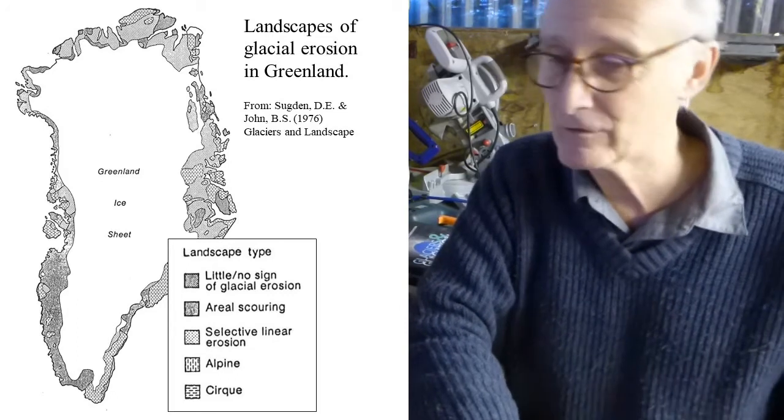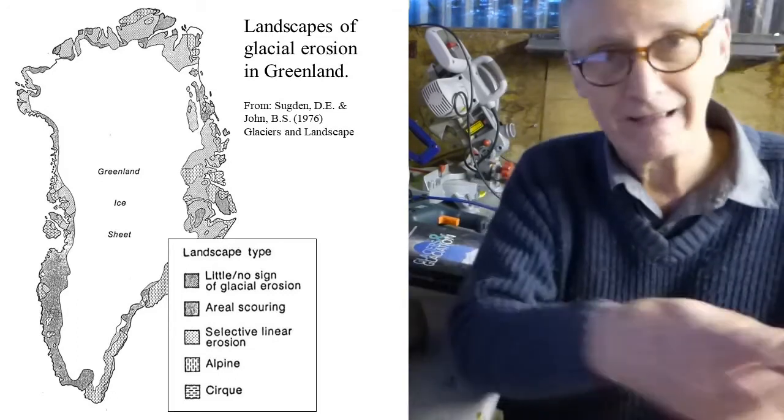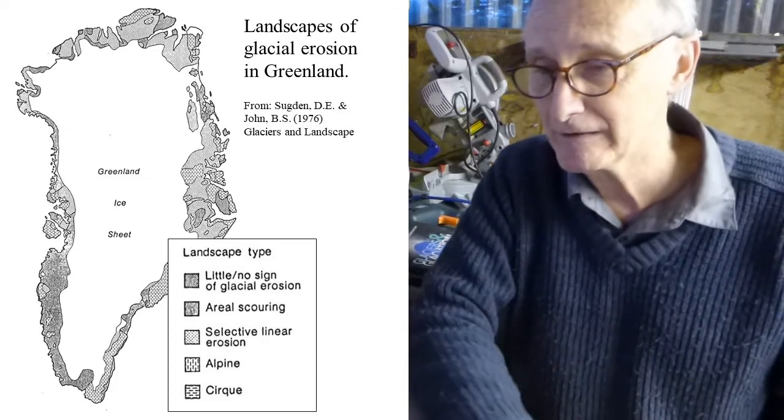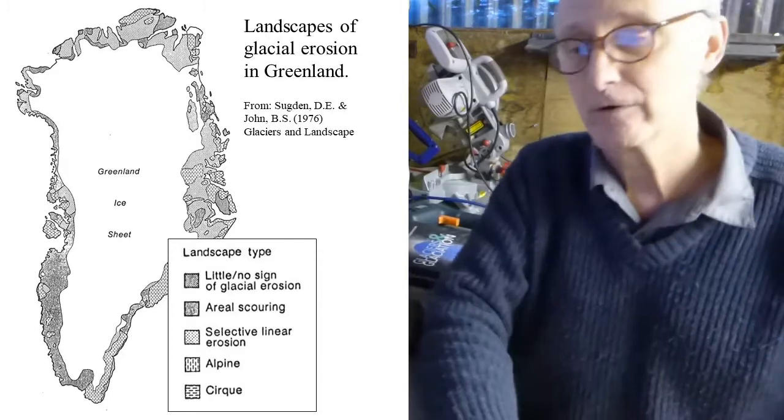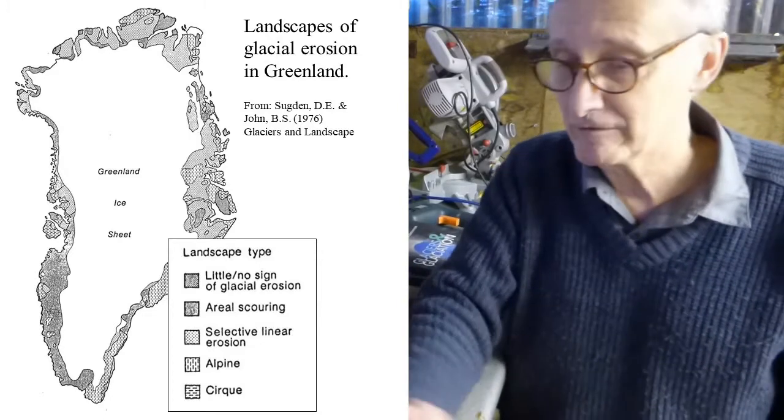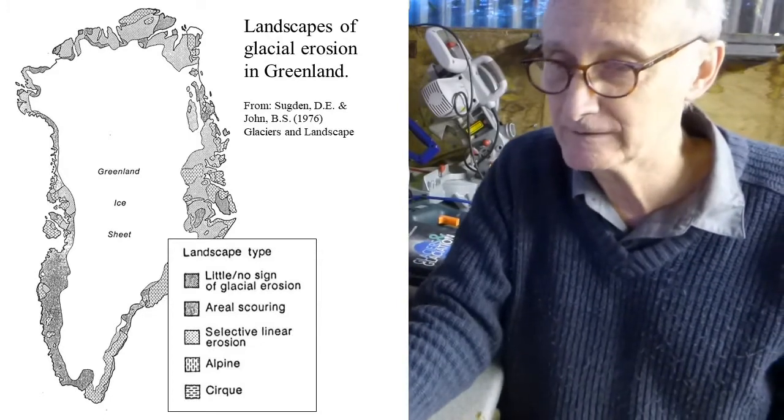And then, as we saw in the previous photos, alpine landscapes, valley glaciers finding their way through the mountains, and cirque landscapes where there are just patches of ice on the mountain tops eroding cirques or corries or combes, as you might have learnt about in your previous work.